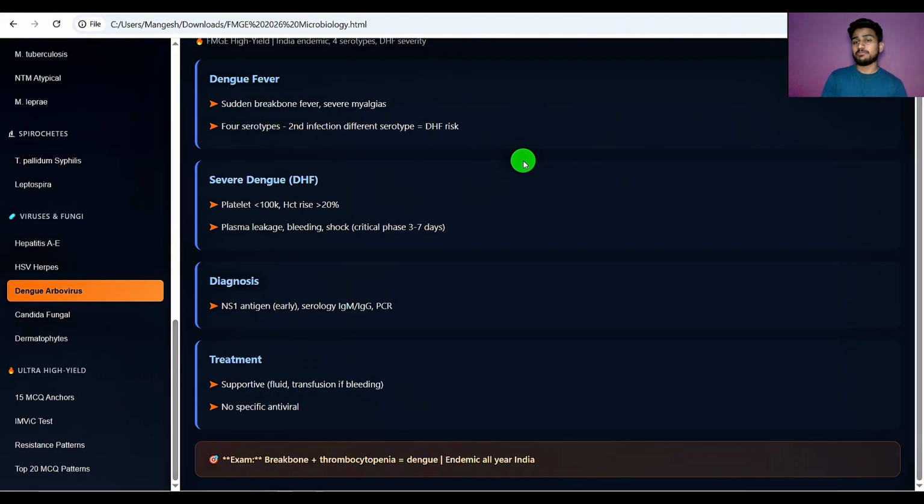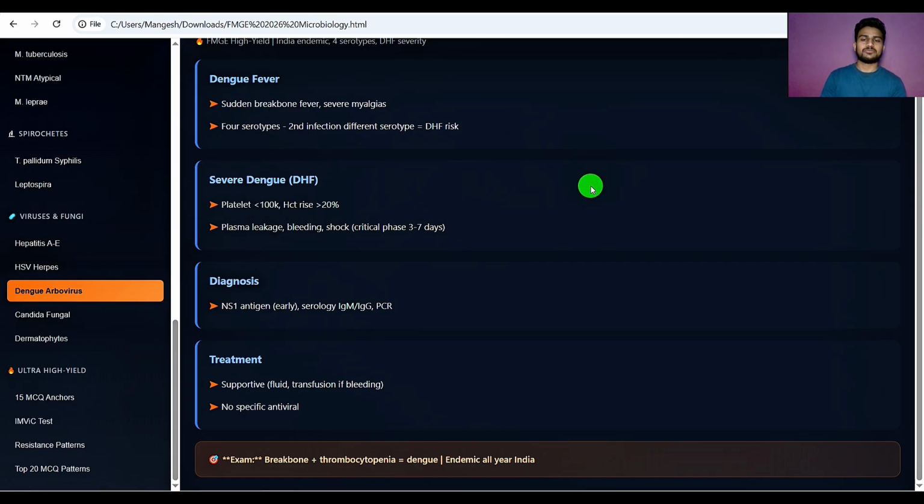We all know that breakbone doesn't mean an actual fracture, but there is myalgia and arthralgia, and that's why the patient feels like the bones are breaking, and that's why it is named breakbone fever. There is severe myalgia as well. There are 4 serotypes. A second infection with a different serotype is a dengue hemorrhagic fever risk. So you have to know that. Then there is severe dengue, which is dengue hemorrhagic fever. Platelet count goes below 100,000.